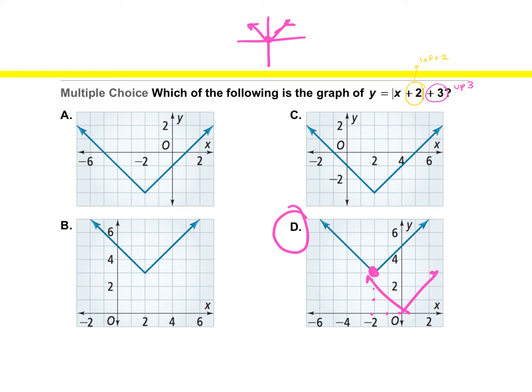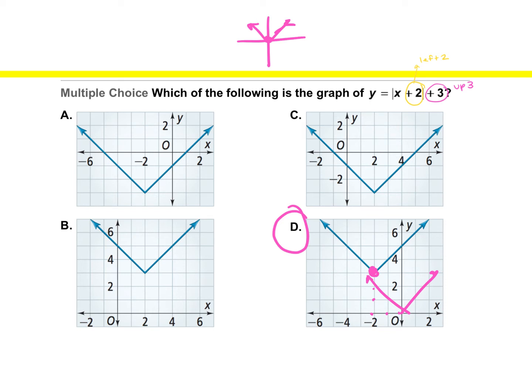So we just took our graph, our parent function absolute value, so that V shape. Instead of starting in the middle, we go to the left 2, because that's what this told us to do, move it to the left 2, and then go up 3. So it's the same shape, we're just taking it and shifting it.